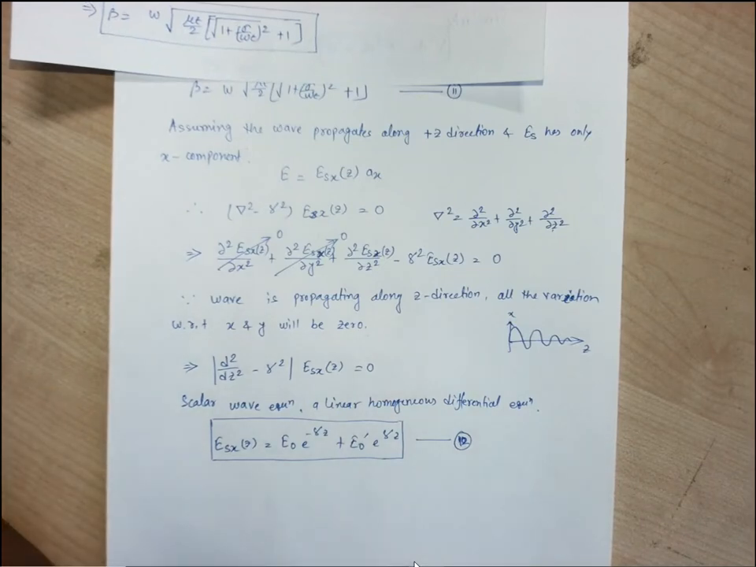Okay. So this E0 and E0 prime are constant, right? So what we want is that the field must be finite at infinity. What does it mean? The field must be finite at infinity means we should have a finite value of the field component in the infinite direction, or at long distance.